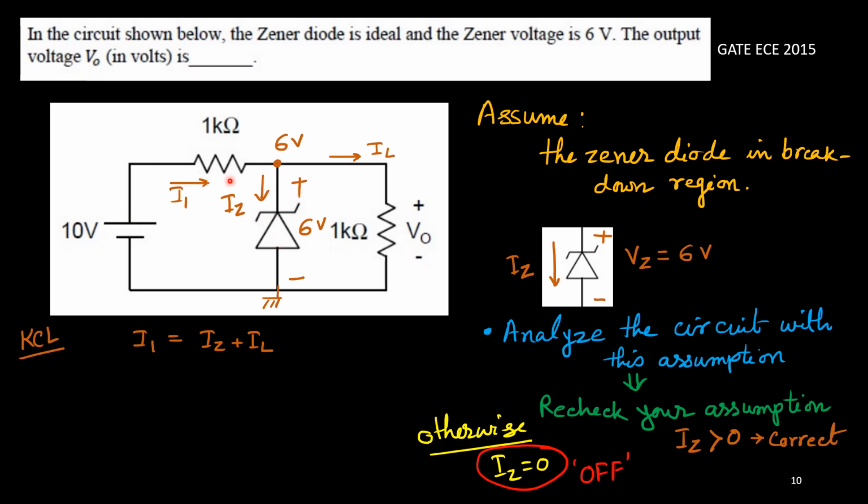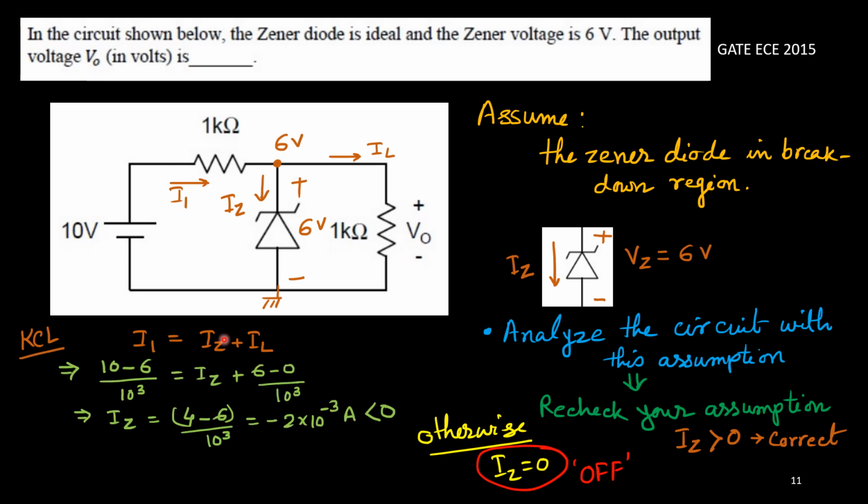Now I1 we can easily find out, because it is (10 minus 6) by 1K. And IL we can also find out, because it is (6 minus 0) by 1K. So we can replace I1 and IL here, and I can find IZ. IZ is (10 minus 6 is 4, minus 6) by 10 to the power 3, which means minus 2 times 10 to the power minus 3 ampere, that is minus 2 milliampere.